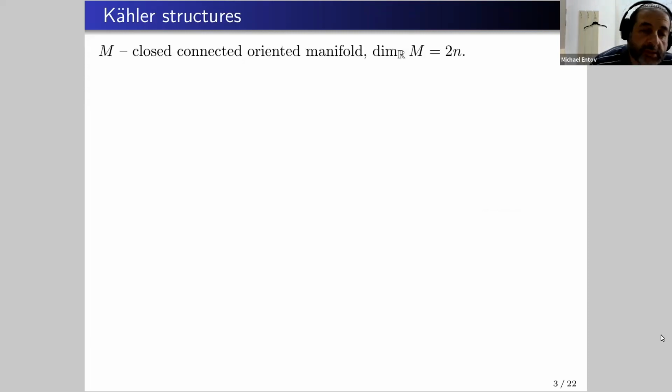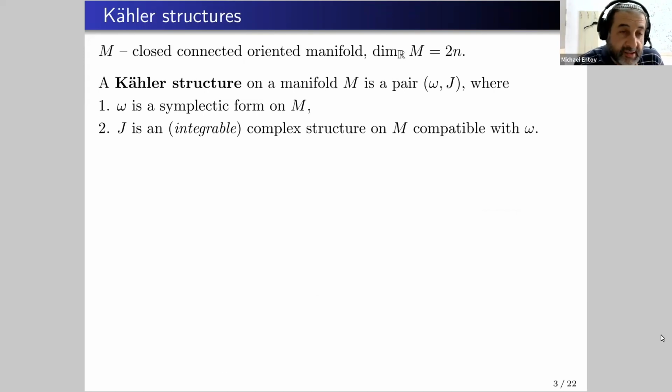Let me give a very brief review of the notions from Kähler geometry that I'm going to use. We start again with a closed connected oriented manifold of real dimension 2n. From the point of view of symplectic geometry, a Kähler structure on such a manifold is just a pair (omega, J), where omega is a symplectic form and J is an integrable complex structure on M compatible with omega. So that's how we view Kähler manifolds, just pairs omega and J. Of course, together, these omega and J define what is known as a Kähler metric.